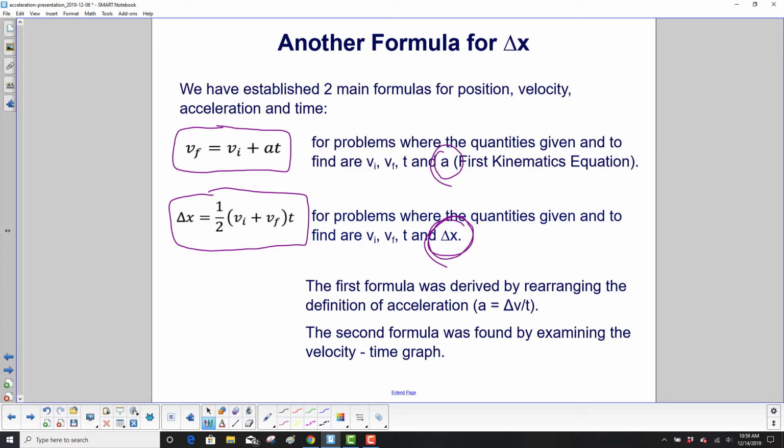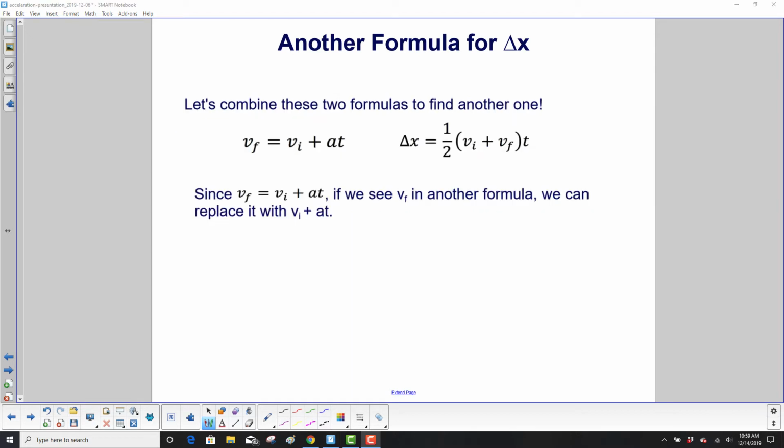The first formula was derived by rearranging the definition of acceleration. The second formula was found by examining the velocity time graph. Since both of these formulas are true, we can combine them and we'll find another one. And what we're going to say is Vf is equal to Vi plus At. That's the first formula. If we see Vf in another formula, I'll give you a clue, here it is, we can replace it with Vi plus At.